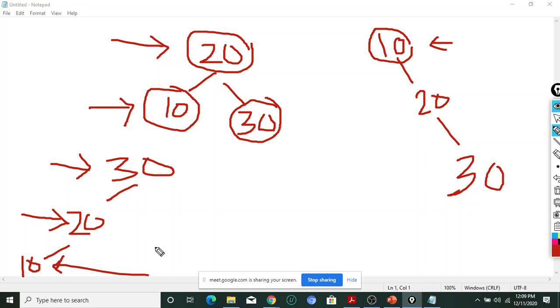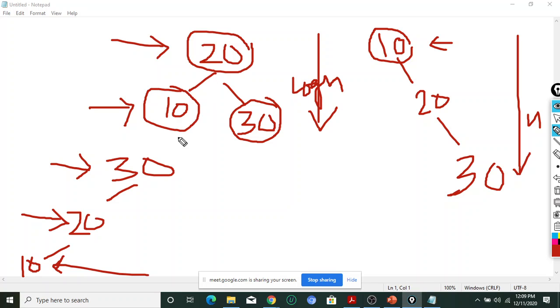If the height of the tree is n, and for example this one is log n, because this is log n. So if the height of the tree is log n, then the number of comparisons is less. If the height of the tree is n, then the number of comparisons is maximum. Yes or no?